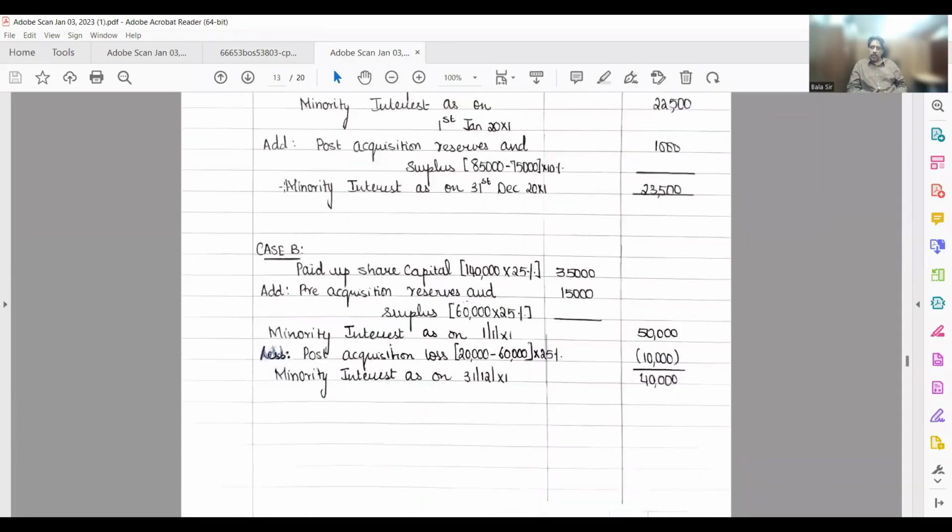Now just see minority interest for share capital. What are you going to do? 1,40,000 into 25%. How much? 35,000. Then add pre-acquisition reserves and surplus, 60,000 into 25%, 15,000. Then adding both, 50,000, and that is the minority interest on acquisition date. And then minus post acquisition loss. It is 40,000 loss: 20,000 minus 60,000 is a negative 40,000, on that 25%, 10,000 rupees loss is subtracted. What is the net amount? 40,000. And that is the minority interest as on 31st December year end. Is that fine?